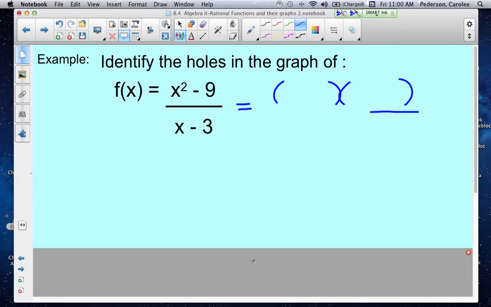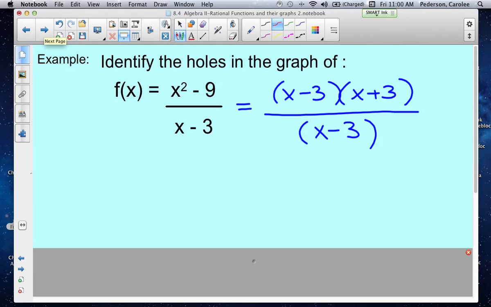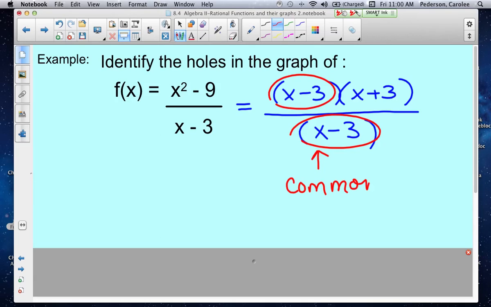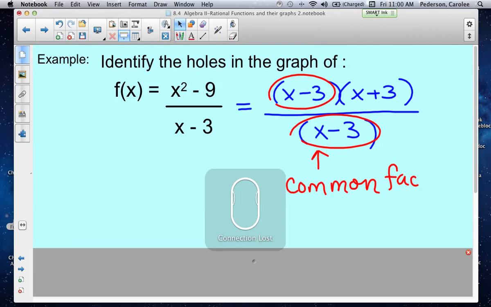So the numerator can be factored using the difference of 2 squares, x minus 3, x plus 3. And then the denominator is still just x minus 3. What happens is if I look at the numerator and the denominator, there's a common factor of x minus 3. So what this means then is there's going to be a hole at the factors. We have to solve this for x.